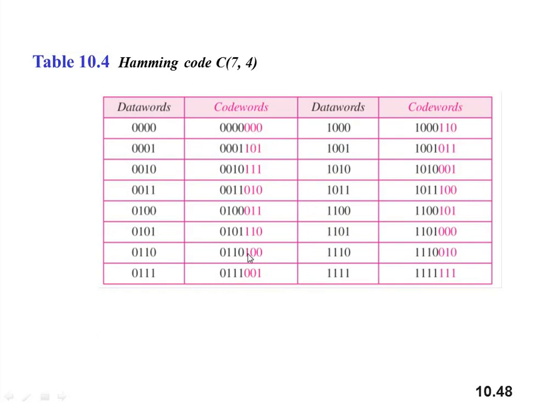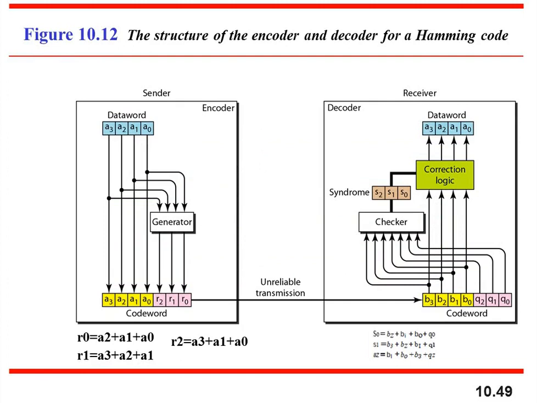Obviously each code word you can find out, each code word is different, and the bits shown in red color are redundant bits, and these redundant bits are different from other bits. How are these generated? Now let us see.